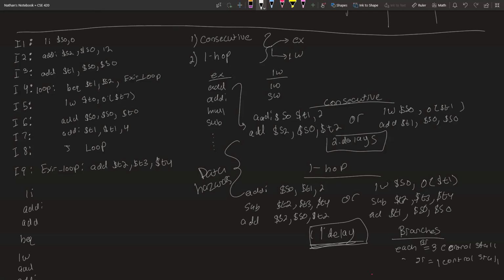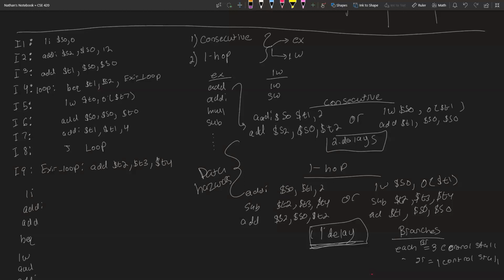And there's also the same type of flavors in execute and load word. And both of these are going to incur 1 delay. And the difference is one hop means that the instruction in between the assign instruction and the dependent instruction has nothing to do with either of them. As we can see here, addi assigns to S0 and sub doesn't even touch it, but then S0 is being accessed again in the third instruction.